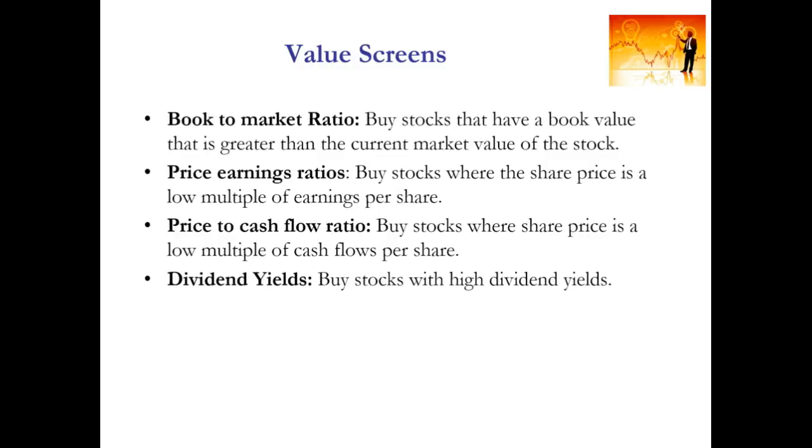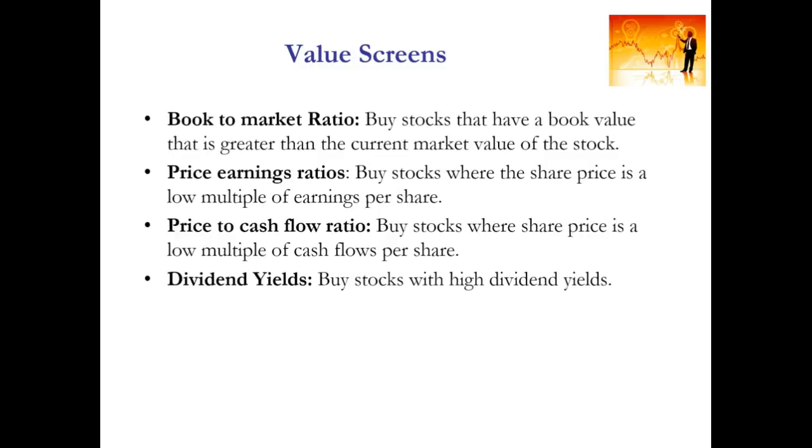So let's look at some alternative value screens that we might think about if we're trying to look at an appropriate, systematic, objective value investment strategy that is relevant in the 21st century, hence doesn't have the degree of complexity that maybe Ben Graham's screens had. So the 4 most common screens that tend to be used by value investors are the book-to-market ratio, price-earnings ratio, price-to-cash flow ratio, and dividend yields.